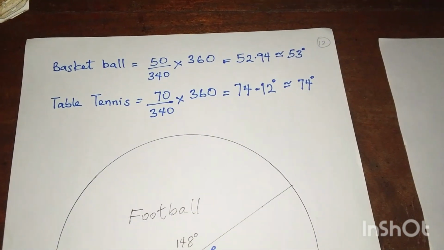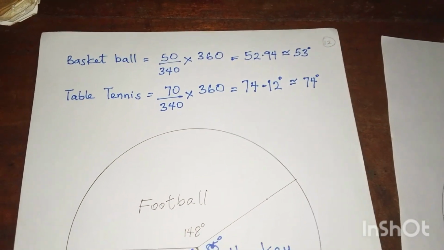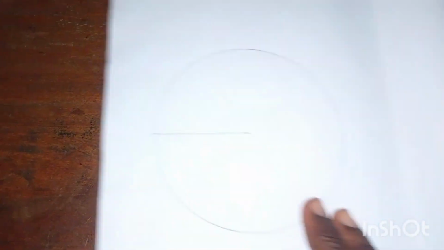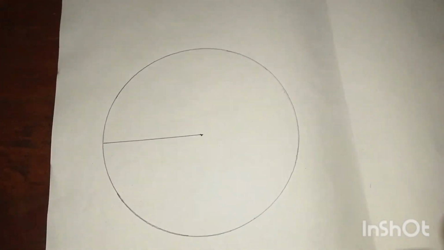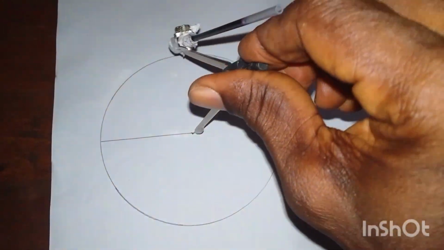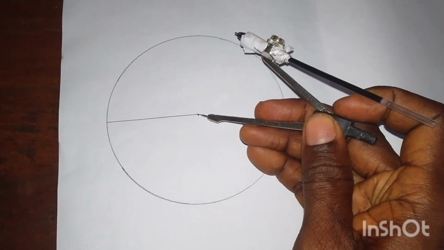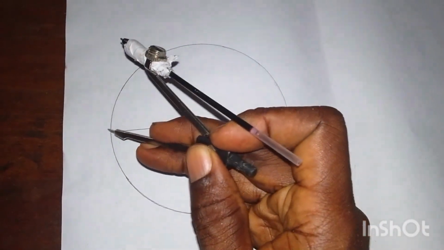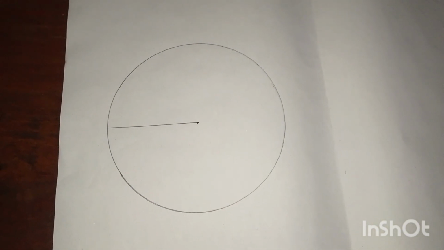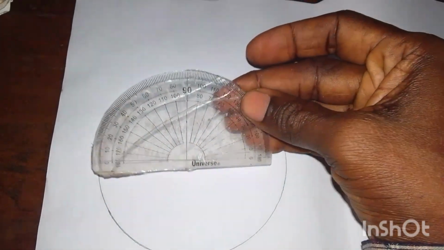Now we want to represent this on a pie chart. To represent this on a pie chart, first of all, you are going to draw your circle. If this is your circle, you use your compass to draw your circle. When you draw your circle, draw a line from the center of the circle to the circumference. So if this happens to be the 0, you are now going to use your protractor to measure the angles.